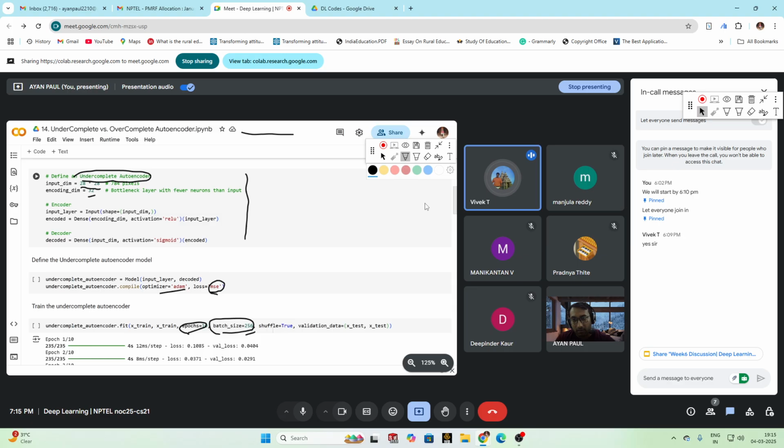Where to find this code? In the SWAYAM portal, below there is a "problem solving session" written, right? Yes, the NPTEL Google Drive shared, NOC25-cs21. Let me show you how.